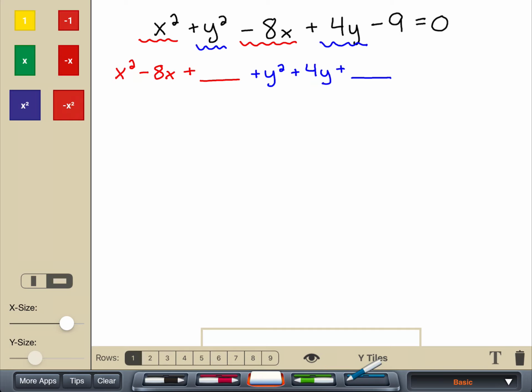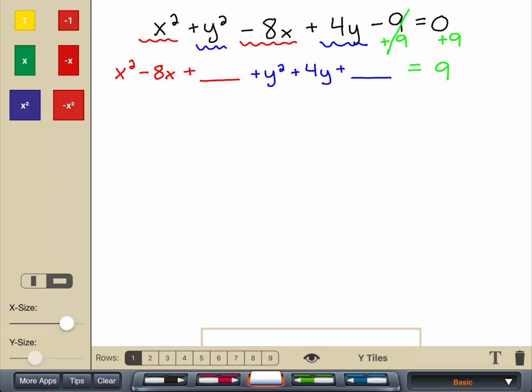And then we don't want the 9 on this side. We want to move the 9 over to the other side, so we need to add 9 to both sides of the equal sign. So that will be equal to 9.